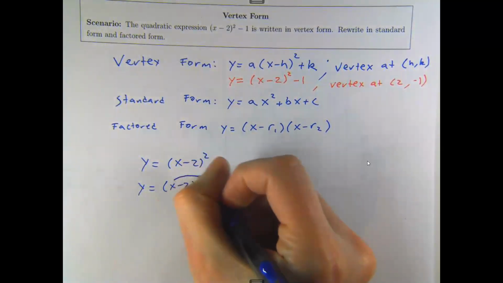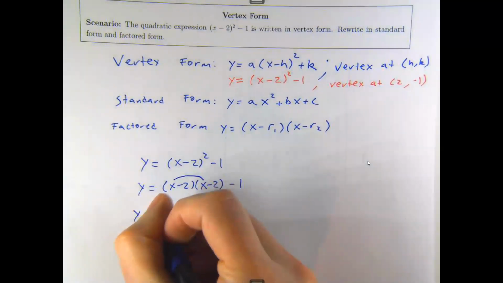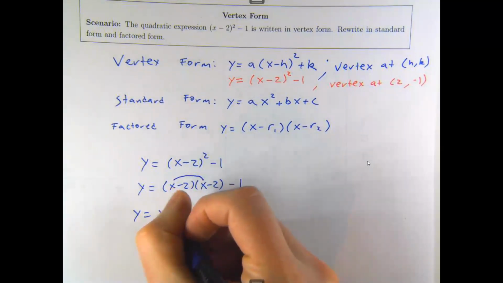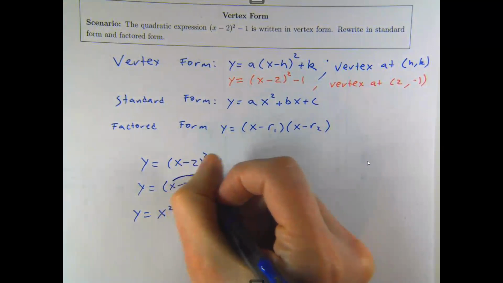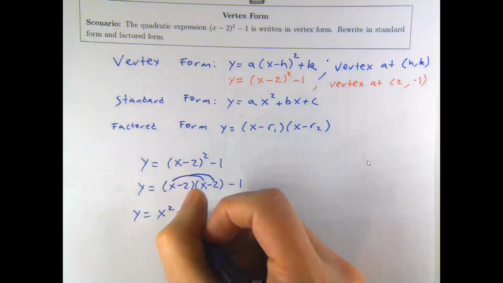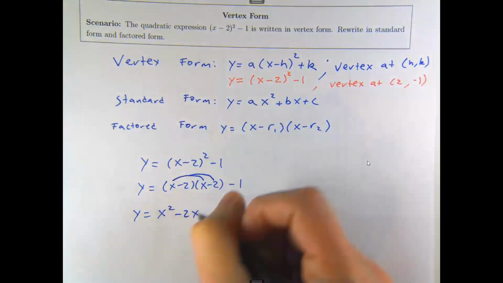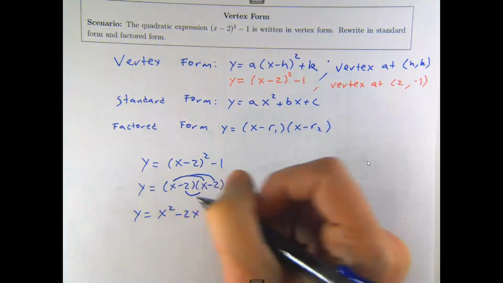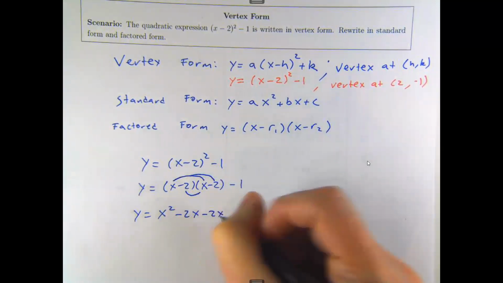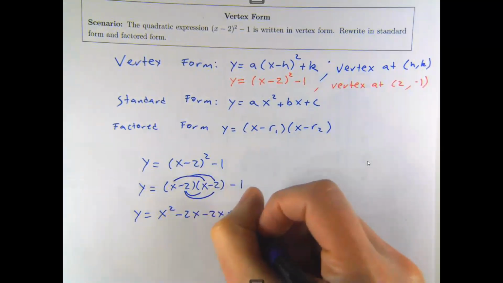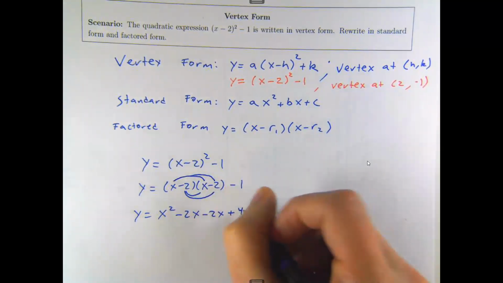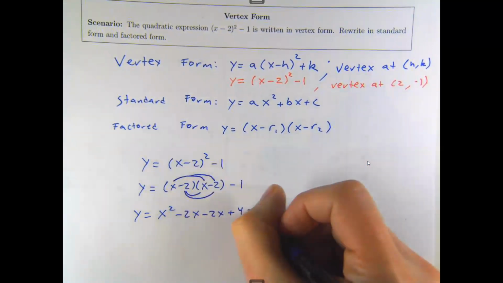I still have that minus 1 on the outside. I'm going to FOIL, so I'm going to multiply the first things together. x times x gives me x^2. I'm going to multiply the outsides. I have x times negative 2, or negative 2x. Insides, negative 2 times x is another negative 2x. Last, negative 2 times negative 2 is going to give me a positive 4. Don't forget this negative 1, it's coming down for the ride.